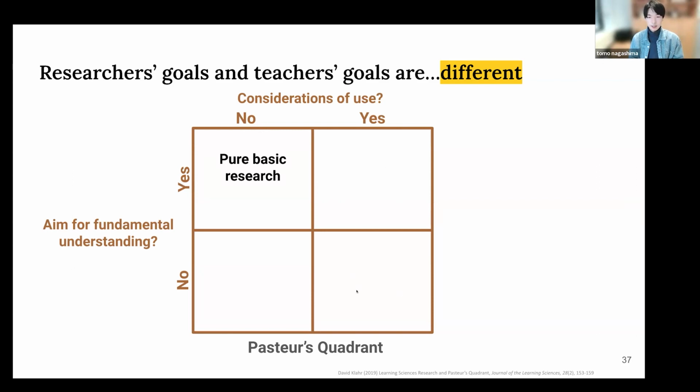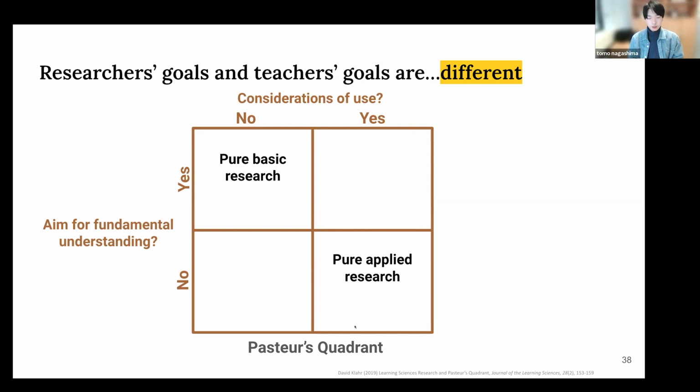But the other side here is pure applied research. You don't really care about fundamental understanding, but you care about the use in society. Often the example of Edison's work, who invented a lot of things, is used to represent this pure applied research. So we want to create something for society, but we don't really care about how it's going to advance the science.